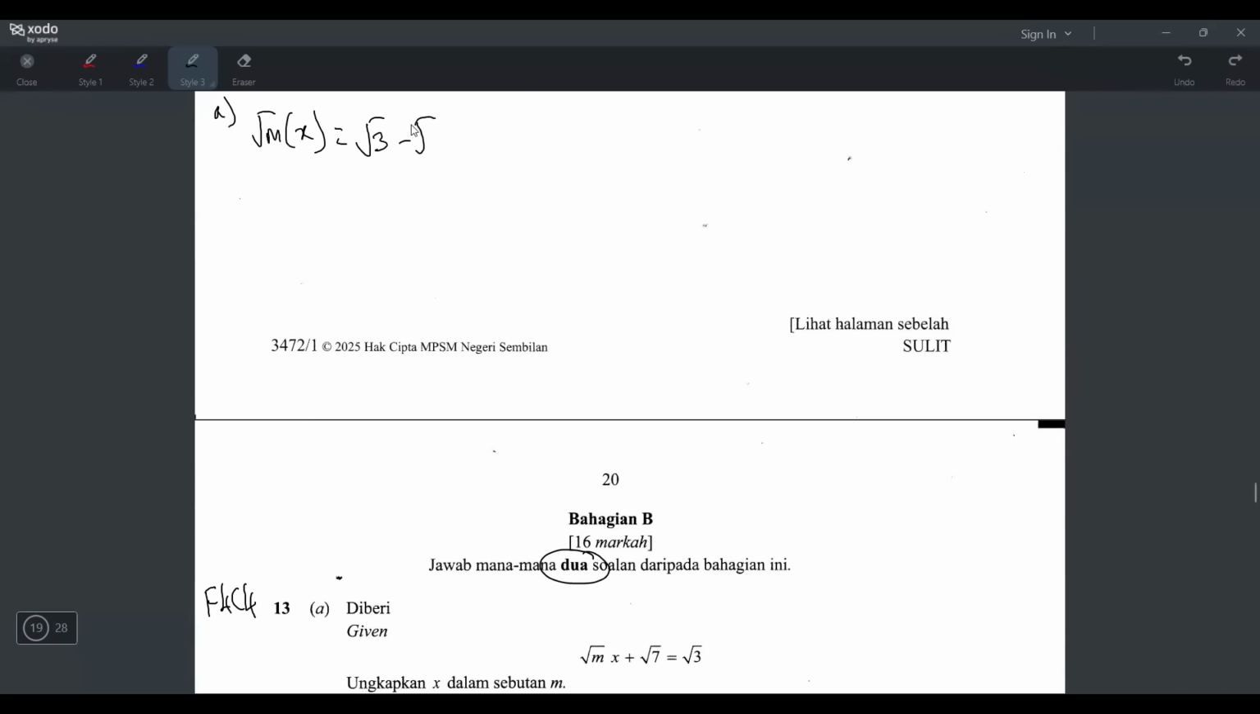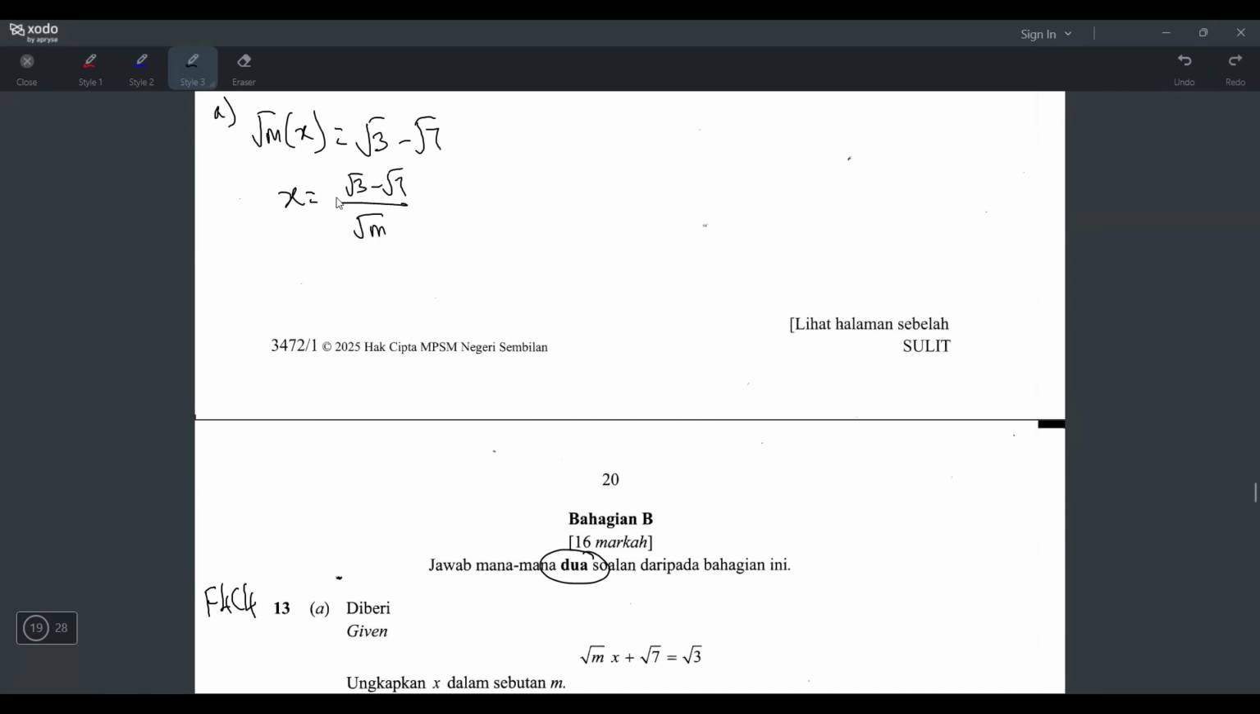The square root and this square root, you cannot tolak. Unless it's bahagi. If bahagi, then you can write it as a single square root. But if it's plus or minus like that, you cannot do anything. So now let's pindah the square root m. So it becomes square root 3 minus square root 7, everything over square root m.